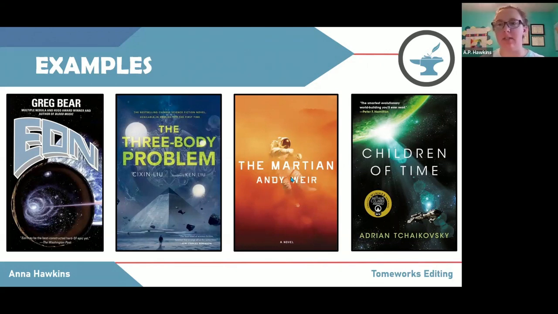He just works us through his logical process of how he's figuring out how to survive on Mars based on what he has at hand. And it's all, again, very, very hard sci-fi. Children of Time, I also consider this to be hard sci-fi, but it's a little bit less so than the other three. And it's more hard sci-fi in the sense of the biology than the technology.